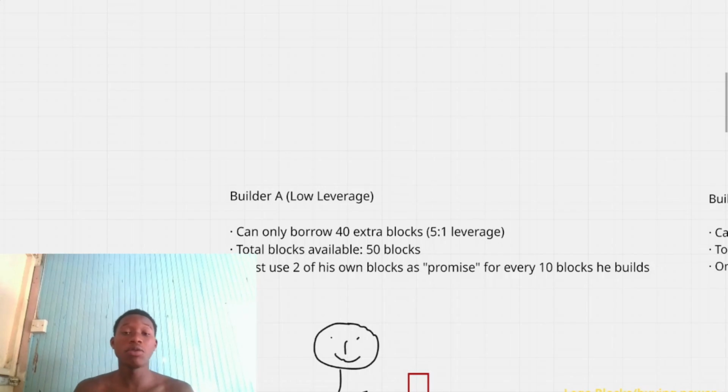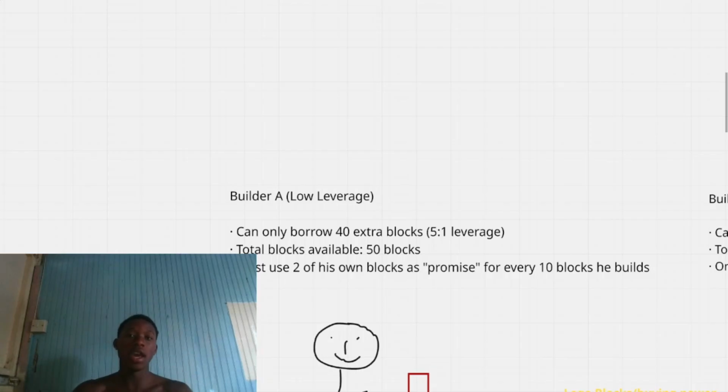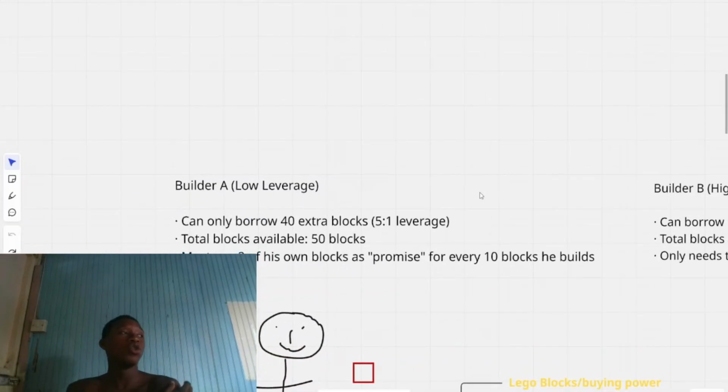So the purpose of today's video is breaking down what leverage is, what is high leverage, what is low leverage, and which one is better in a very understandable way. I'm going to break it down for you in a way that a 5-year-old could understand. Okay? So imagine they have two builders. Builder A, who has low leverage, and builder B, who has high leverage. We're going to use Lego blocks for that whole example.